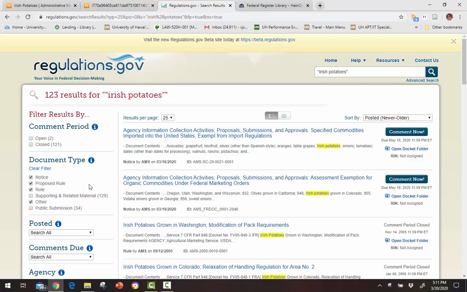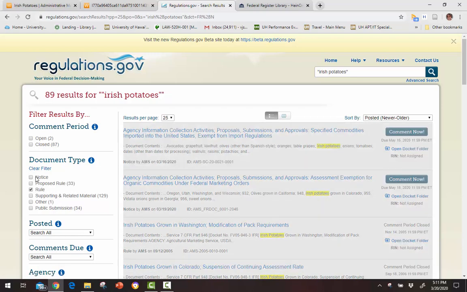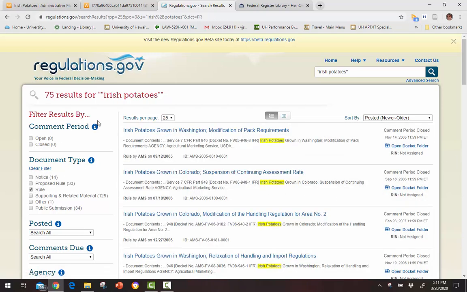Probably what's most of interest to you as a researcher is to filter final rules from proposed rules. And it's just as easy as unclicking those boxes, so that now I only have 75 final rules that involve Irish potatoes. That's crazy. But I'm happy to learn that they can grow in Washington and in Colorado.